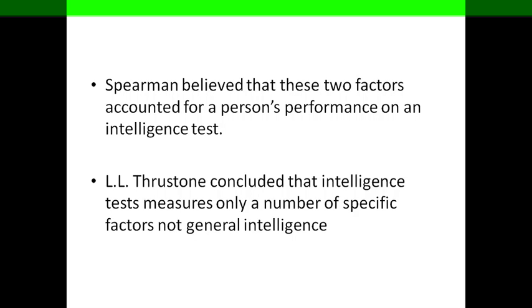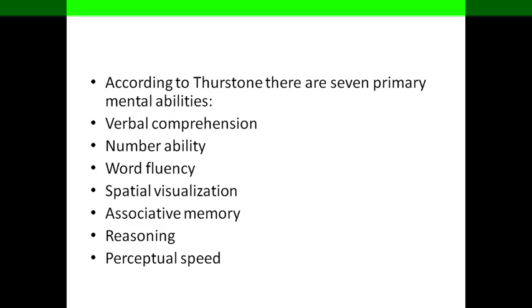L.L. Thurstone concluded that intelligence tests measure only a number of specific factors, not general intelligence. According to Thurstone, there are 7 primary mental abilities: verbal comprehension, number ability, word fluency, spatial visualization, associative memory, reasoning, and perceptual speed.